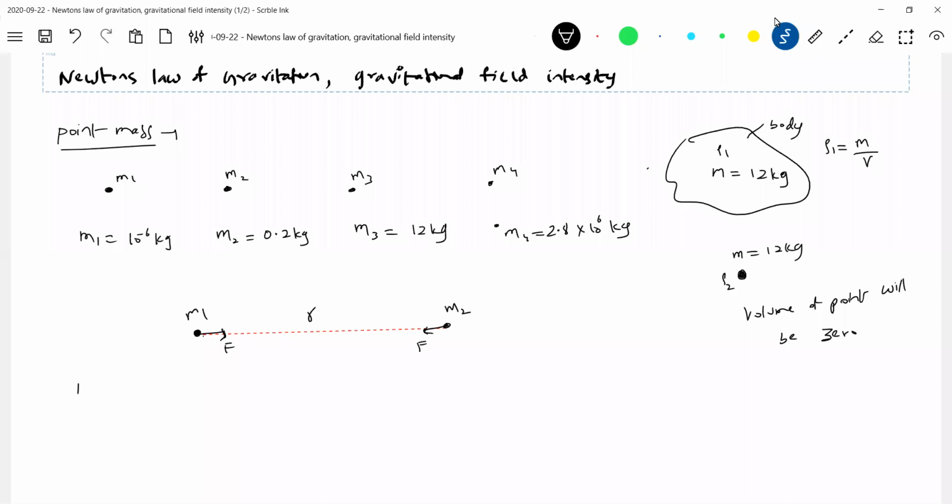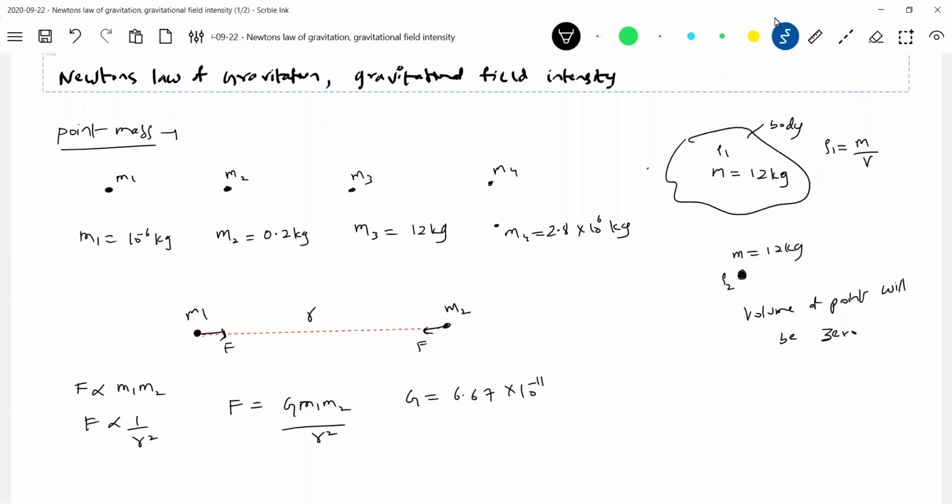This force of interaction is directly proportional to the product of masses, and inversely proportional to the square of the distance between them. To remove that proportionality, you introduce a constant called the gravitational constant. It's an empirical constant. And what is G? G is the gravitational constant, 6.67 into 10 to the power of minus 11. Can we write anything? Kg.